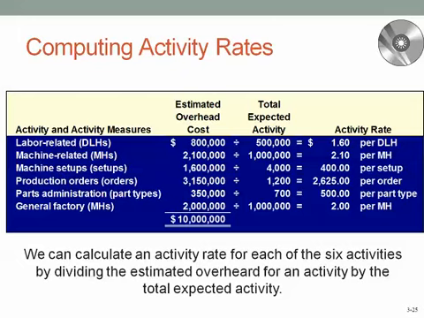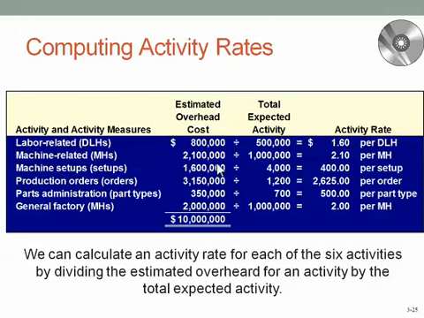Calculating our activity rates or predetermined overhead rates is a very simple process. Again, we simply take our estimated overhead cost, divide it by our estimated activity level. So $800,000 in direct labor related overhead divided by 500,000 direct labor hours gives us a predetermined overhead rate, or simply activity rate, of $1.60 per direct labor hour.